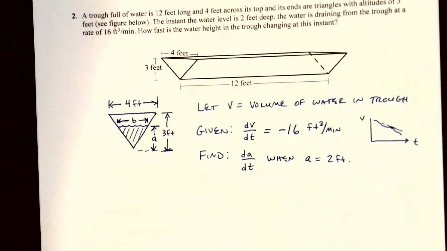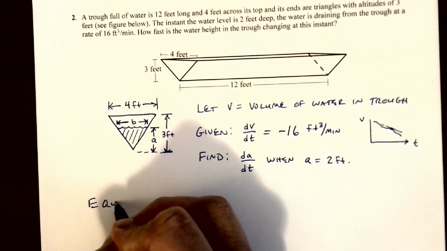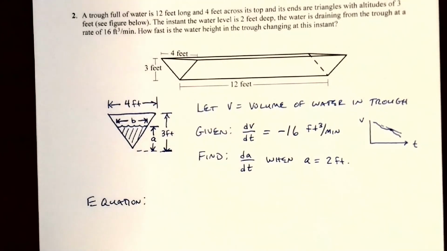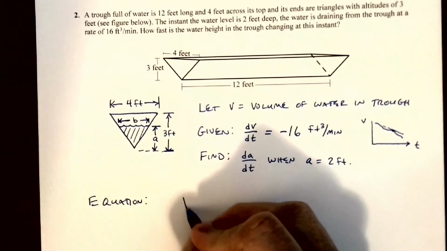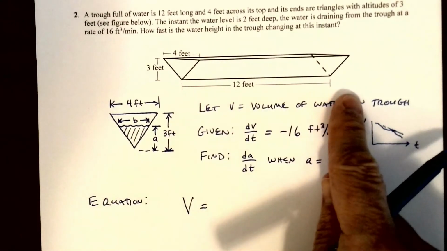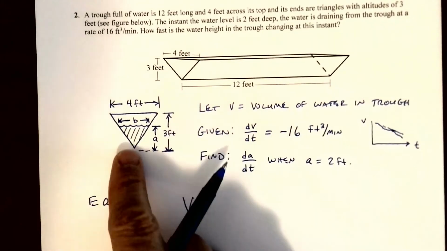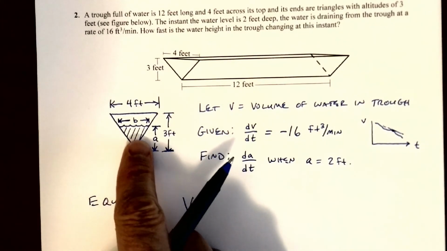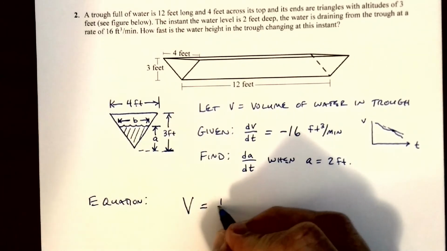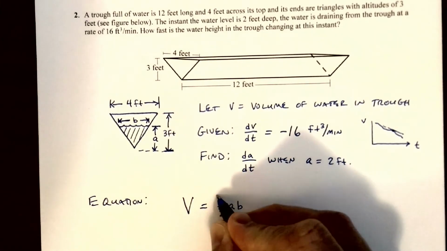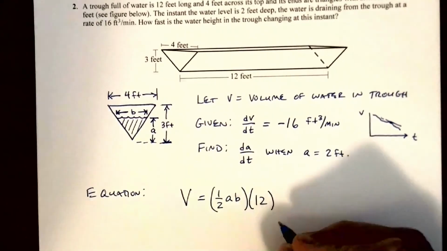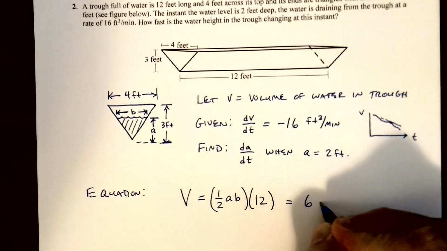Okay, so where does our equation come from this time? Well, we just talked about it a minute ago. It's the volume of water in the trough, right? That volume is equal to what? The area of water here times the length of the trough, 12 feet. So what's the area of the water here? It's 1/2 base times height. Well, the base would be B, and the height would be A. So it's 1/2 A times B times the length 12, which is, of course, 12 times 1/2, 6AB.